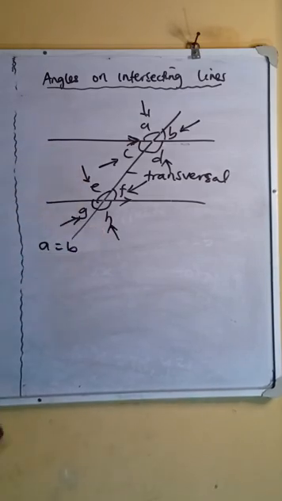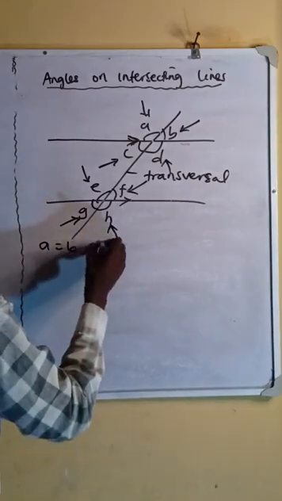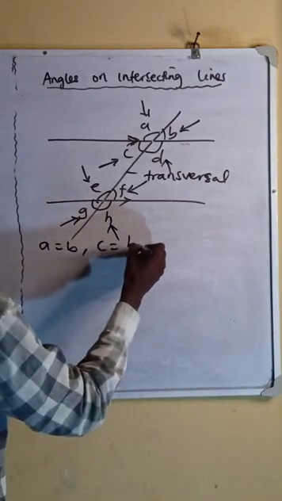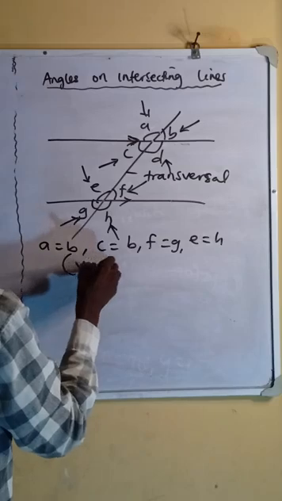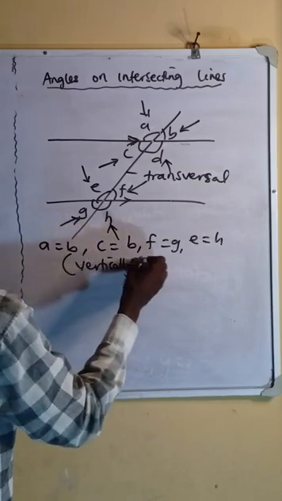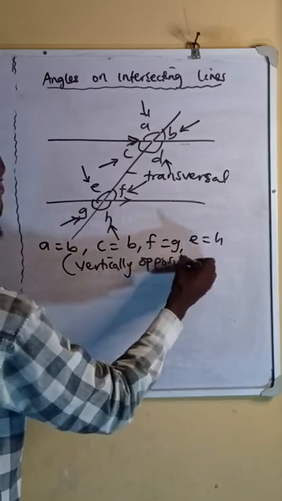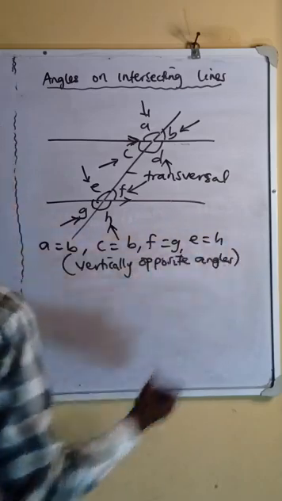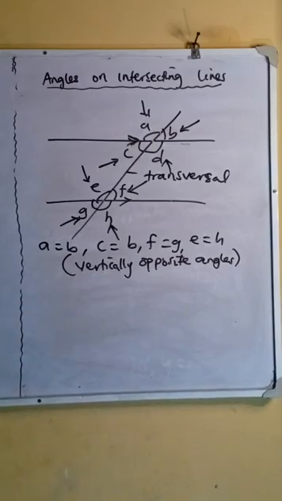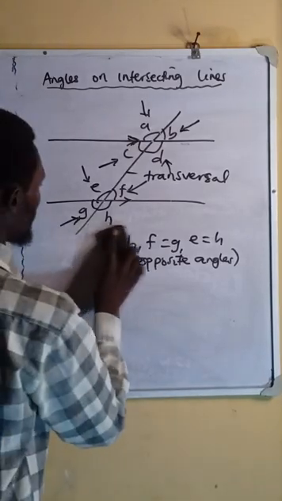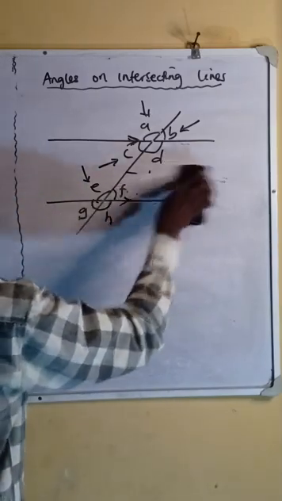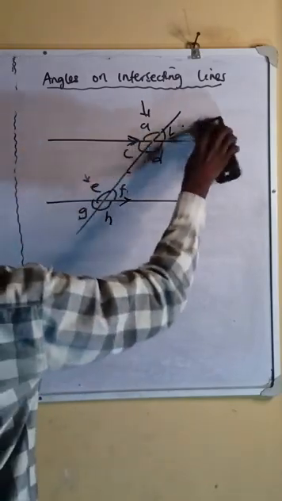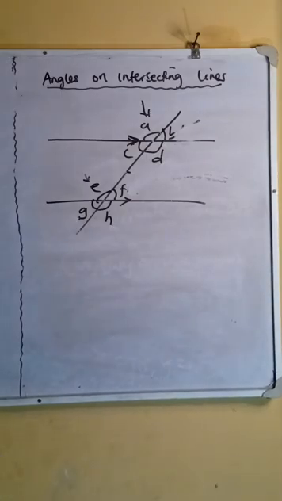E equals H, C equals B, F equals G. These are our vertically opposite angles. Remember we said vertically opposite angles are equal. Don't forget that.